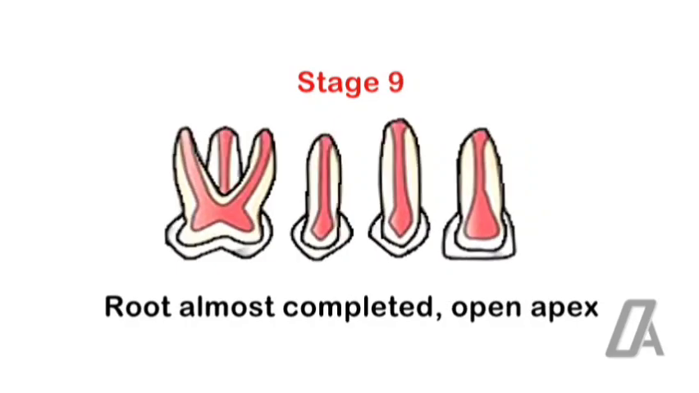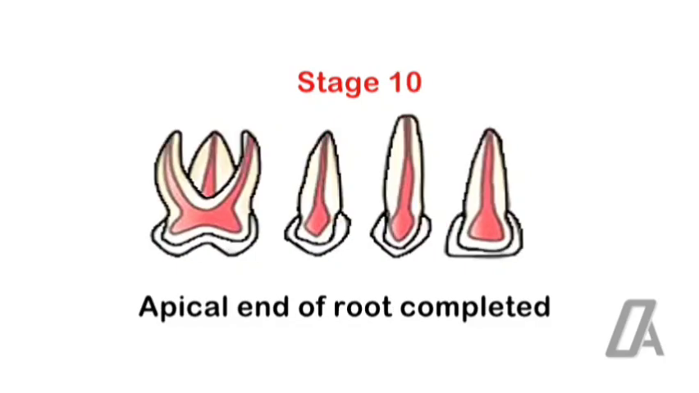Stage 9. Root almost completed. Open apex. The root is nearly complete, but the tip, or apex, is still open. Stage 10. Apical end of root completed. And finally, the apex closes. The root is fully developed and the tooth is mature.